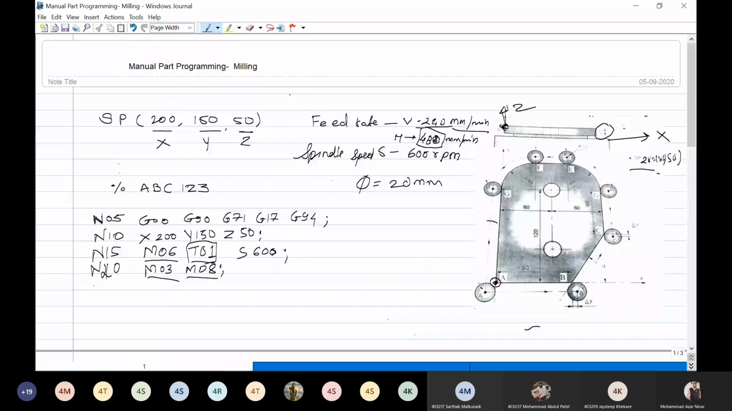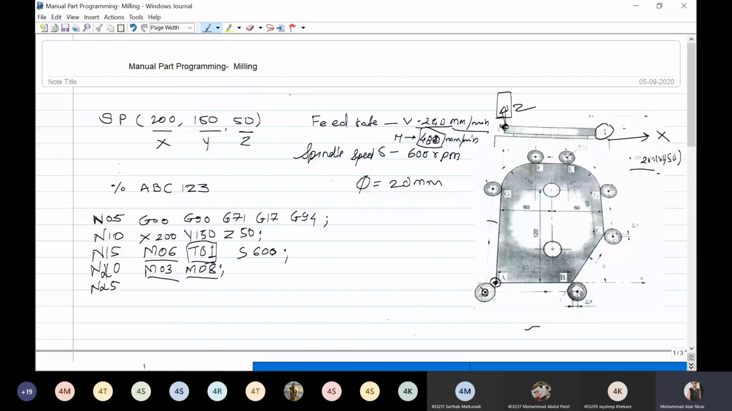Okay. Next, N25. Now I have to move the tool just above the surface of this, here. So for that purpose, I will use G00, which is again started.